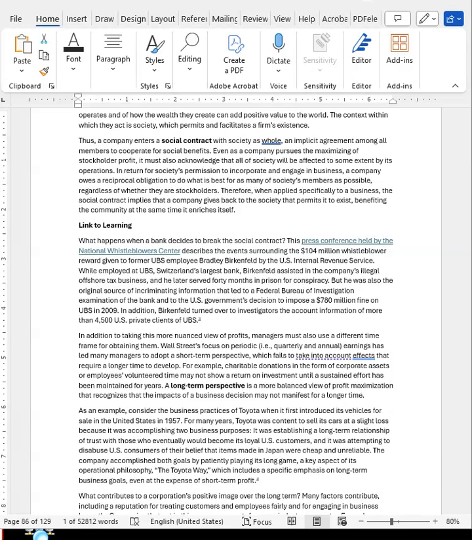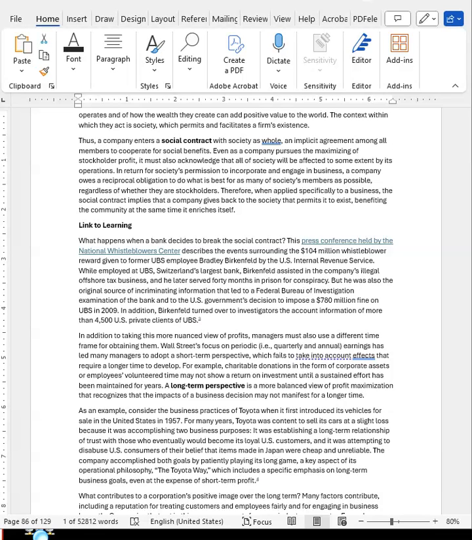In addition to taking this more nuanced view of profits, managers must also use a different time frame for obtaining them. Wall Street's focus on periodic, that is, quarterly and annual, earnings has led many managers to adopt a short-term perspective, which fails to take into account effects that require a longer time to develop. For example, charitable donations in the form of corporate assets or employees' volunteered time may not show a return on investment until a sustained effort has been maintained for years.